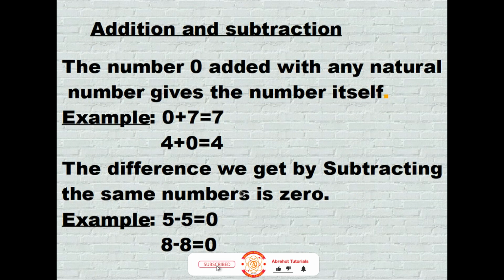Again, here you have the properties of 0. And subtraction property. Here, if you add any number to 0, the result is the same. And here, if you subtract two equal numbers, the result that we get is always 0. Subtraction of the same numbers will give you 0 as difference.